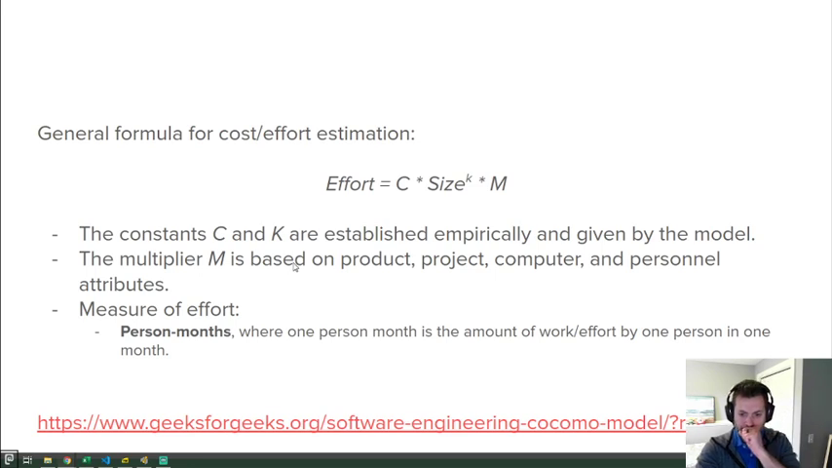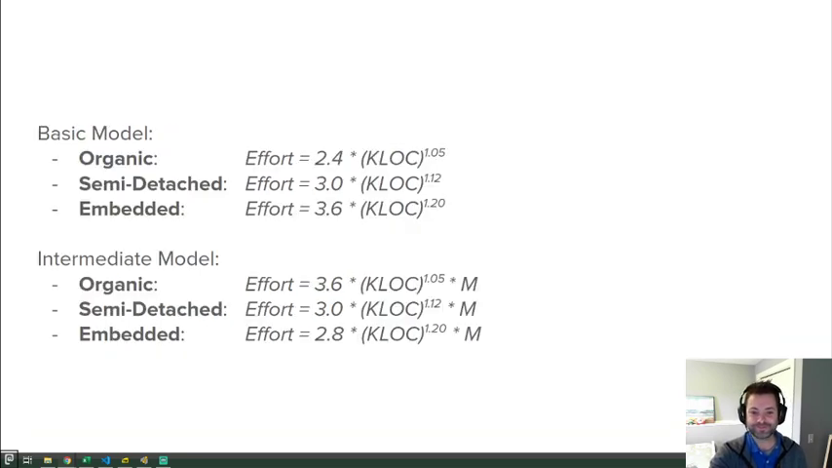And what do we get out of this? How many person months will the project take? One person month is the amount of work or effort by one person in one month. So a person month is a term, or you also have person years. Magic numbers are much better than imaginary numbers, absolutely.